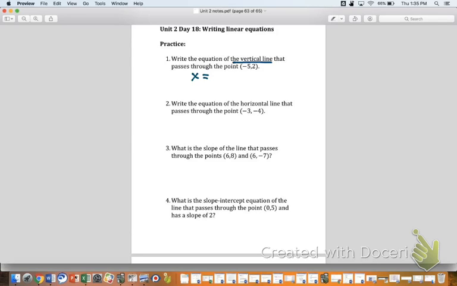It passes through the point negative 5, 2. What would you guys guess x equals? It's negative 5. Yeah, it's the x coordinate. So x equals negative 5.